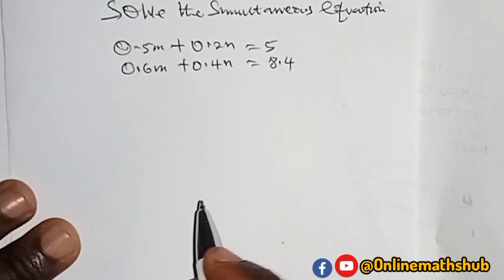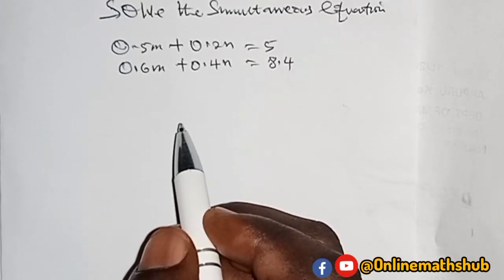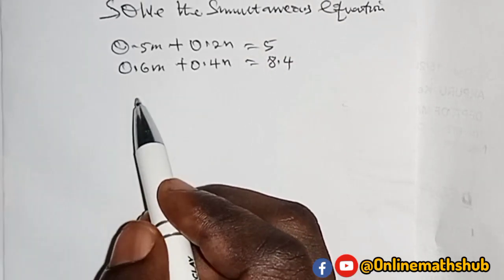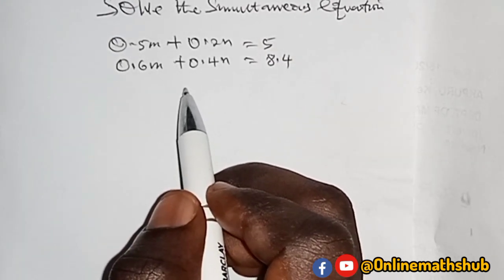To solve this kind of simultaneous equation, the easiest way is to go ahead and convert all of them to fractions. And so I'm going to show you how you can actually do that.